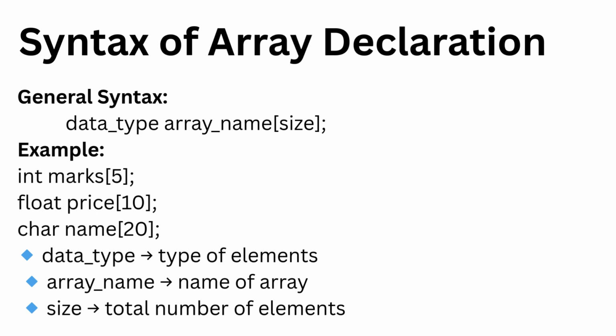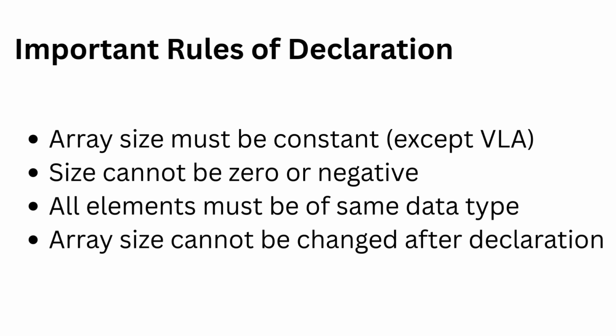Here, data type represents the type of elements, array name represents the name of the array, and size represents the total number of elements. We should consider some important rules of declaration for the array. First one is array size must be constant except for variable length arrays. Second one is size cannot be 0 or negative. All elements must be of the same data type, as well as array size cannot be changed after declaration.